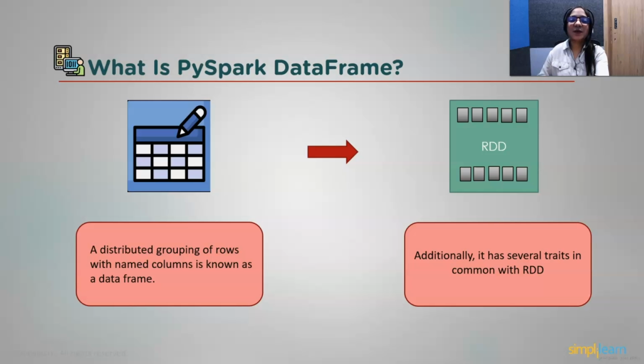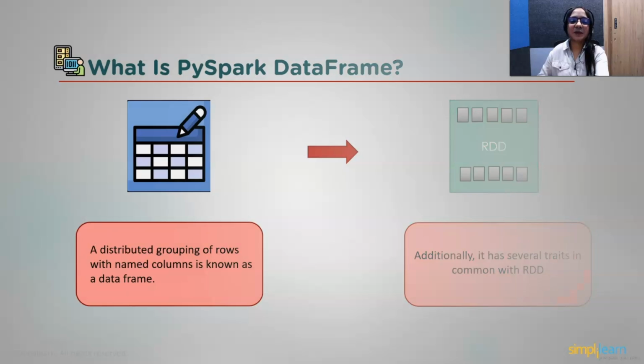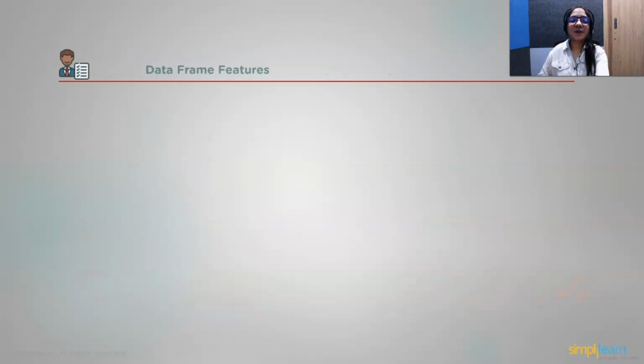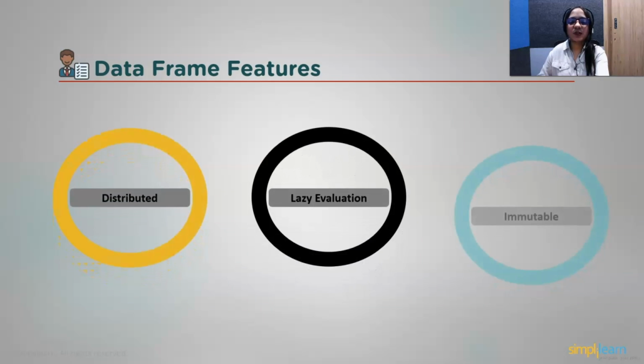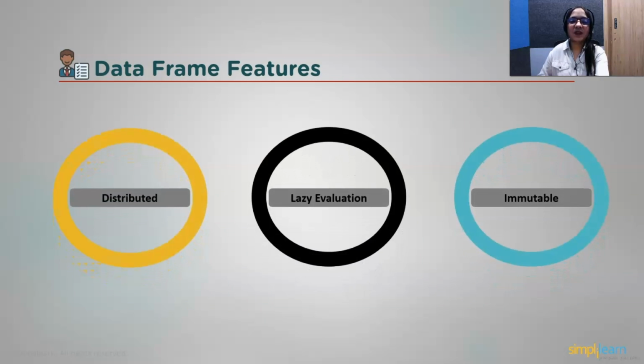I'm sure you might be wondering why exactly we need data frames. Now, let's discuss that. Data frames features: distributed, lazy evaluation, immutable. Coming to distributed, data frames are distributed data collections that are arranged into rows and columns in PySpark. A data frame has the name and the type for each column. Data frames are comparable to conventional database tables in that they are organized and brief.